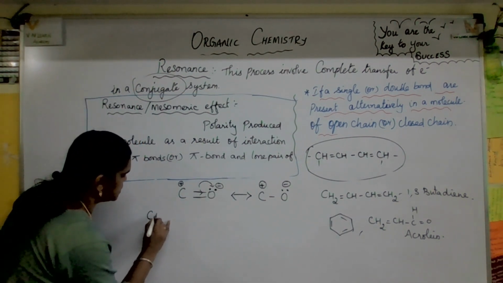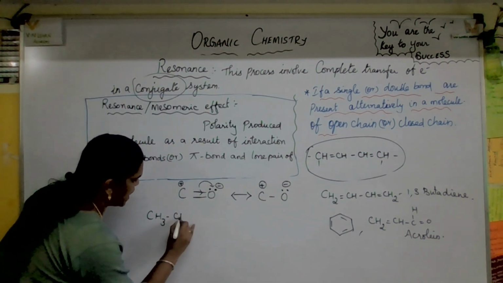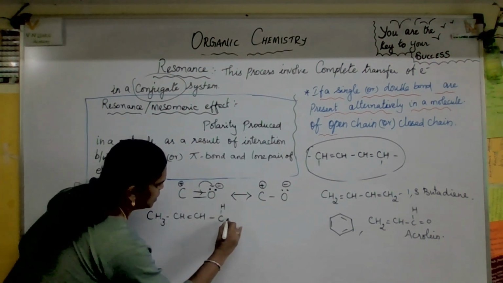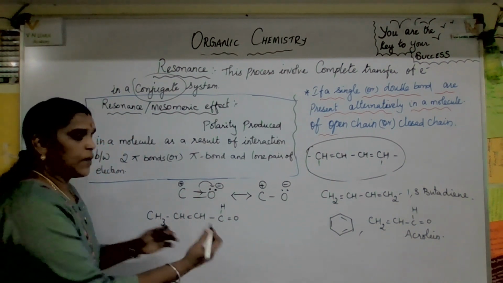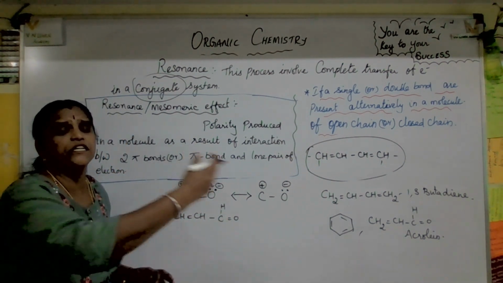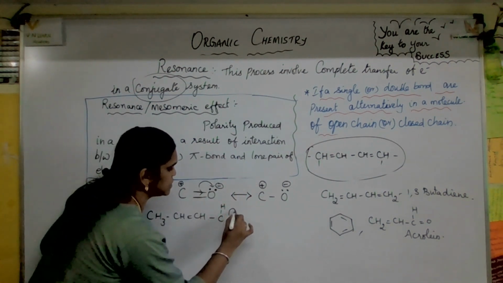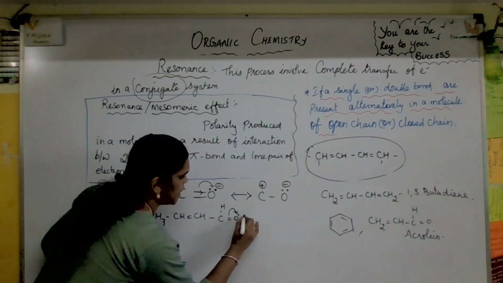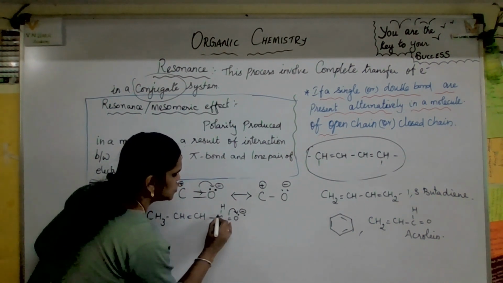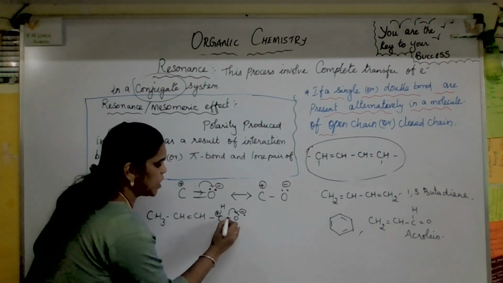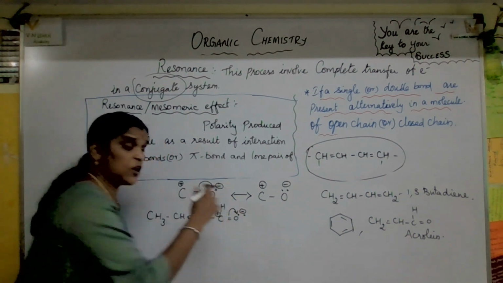Example here: CH3, CH, double bond CH, single bond CH, double bond O. Now the electron shift is from the pi electrons towards the oxygen. Why? Because oxygen has more electronegativity. So naturally there is a lone pair of electrons and a minus charge, and here you get the plus charge. The bond breaks, so here plus charge, here lone pair of electrons.